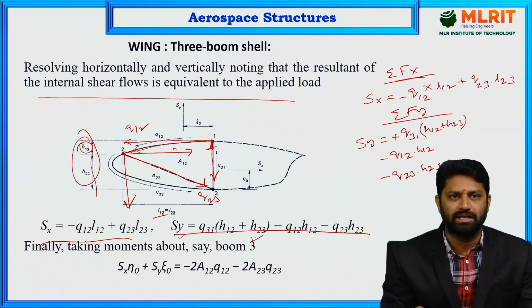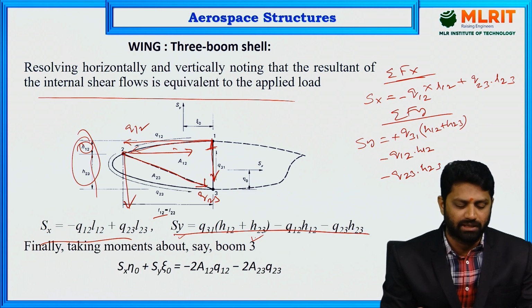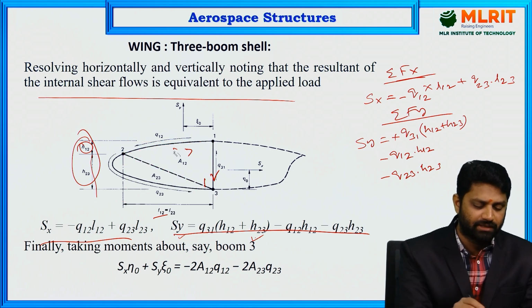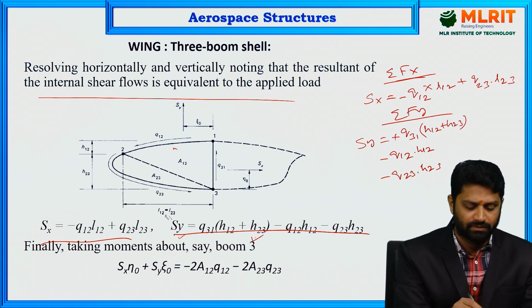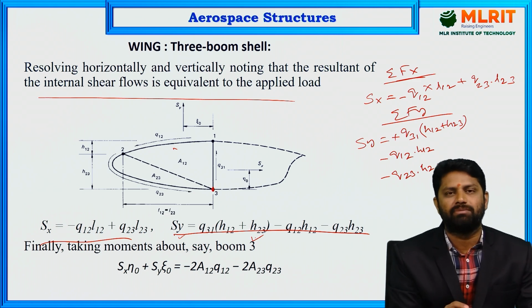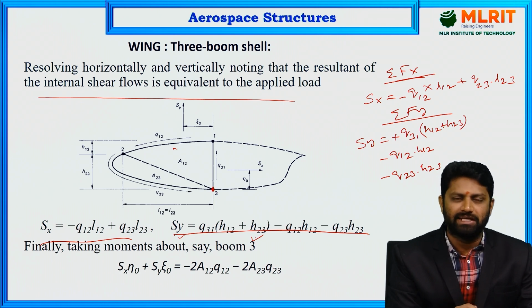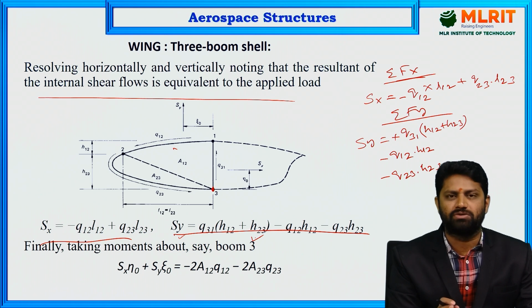Okay, similarly now we are going to take the moment, and in this we are going to consider the moment about boom 3. So again the moment equilibrium you have to write in a similar manner: the moment due to the shear loads must be in equilibrium with the moment due to the shear flows. So on the left side of the equation we write the moment due to the shear loads, and on the right side we write the moment due to the shear flows.